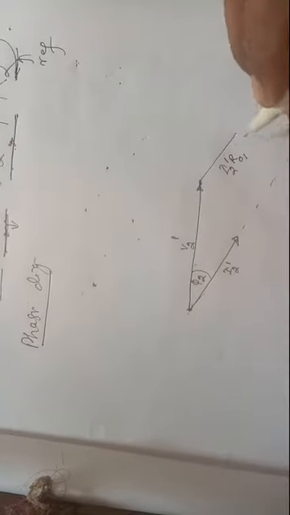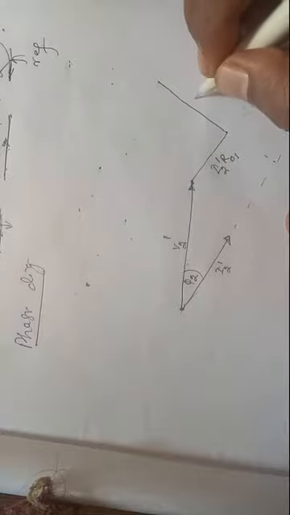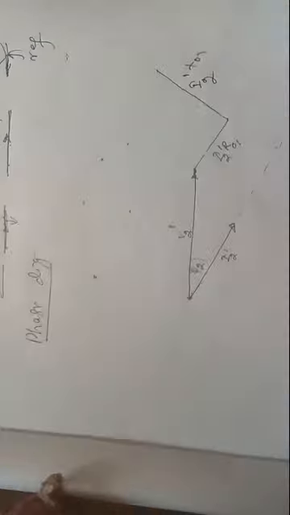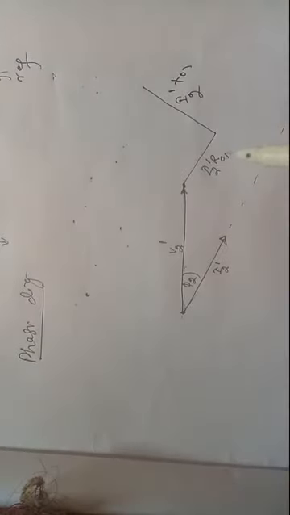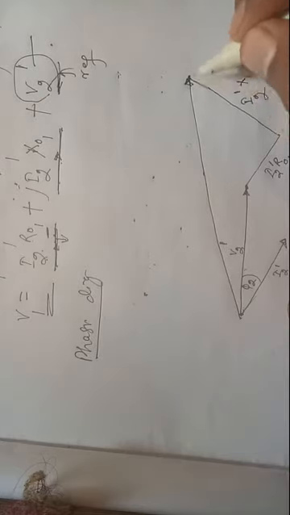And j I2 dash X01 leads the current by an angle of 90 degrees. So the resultant of V2, I2 dash R01 and I2 dash X01 is equal to V1. The closing side is V1. This one is V1.